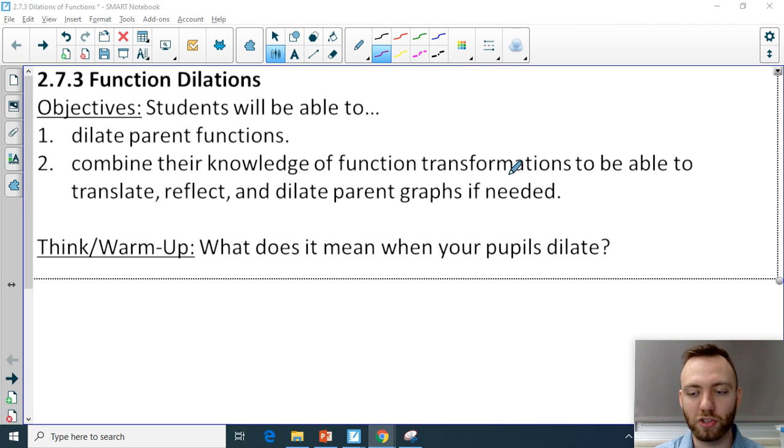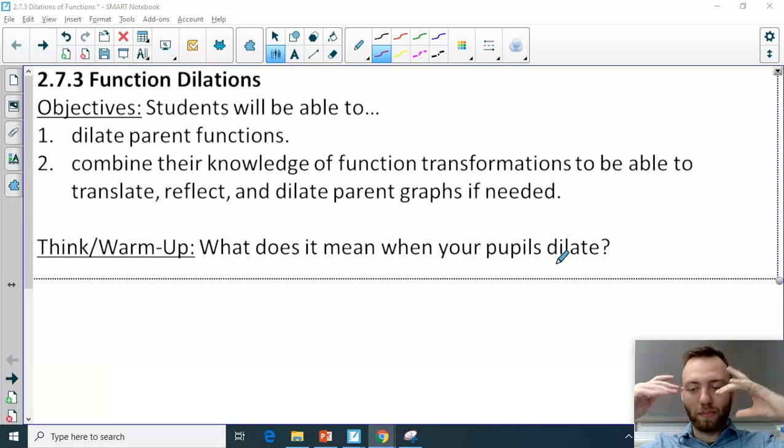Hey guys, welcome back to our final little section on transformations here, which is dilations. And for the think slash form, I have: what does it mean when your pupils dilate? The pupils in your eyes, right? They get bigger and smaller. That's essentially what dilating is: you're either making something larger, but keeping it the same shape, right?